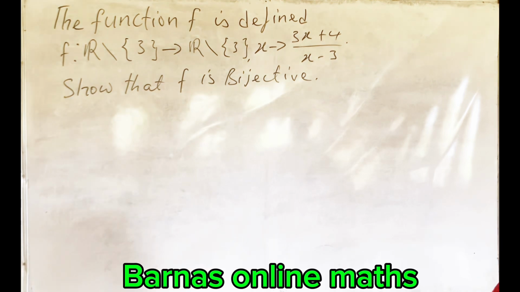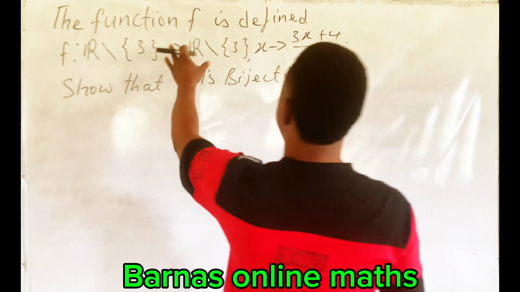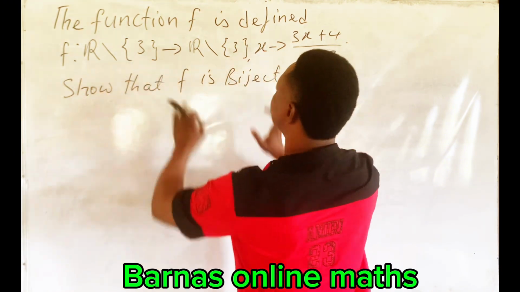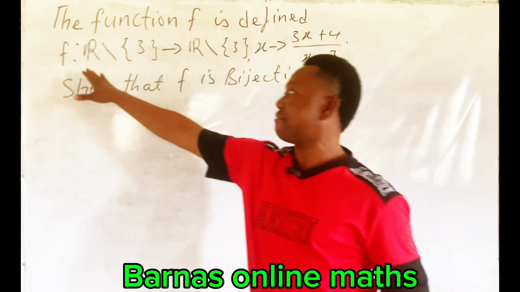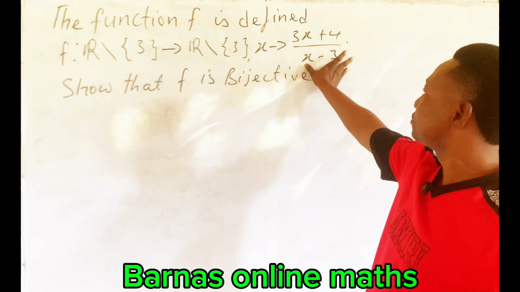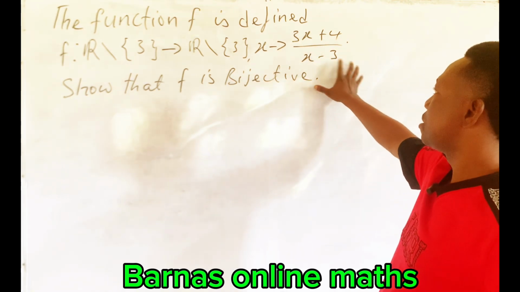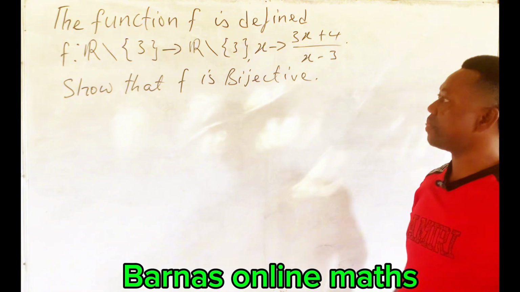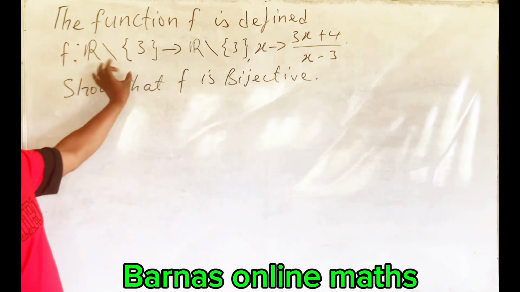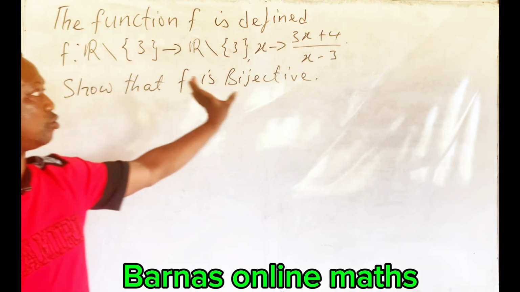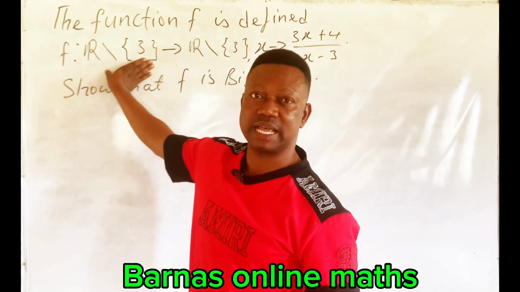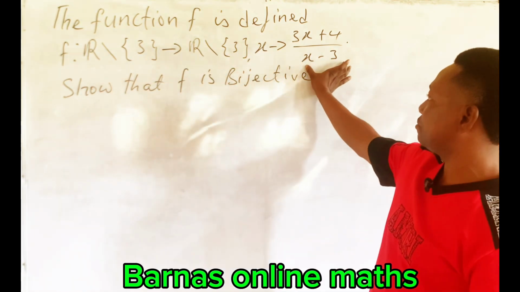Okay, the question says the function f is defined by this function, 3x plus 4 all upon x minus 3. In fact, this simply means all real numbers minus the set of 3. That's the domain of this function. This is representing the domain of the given function.